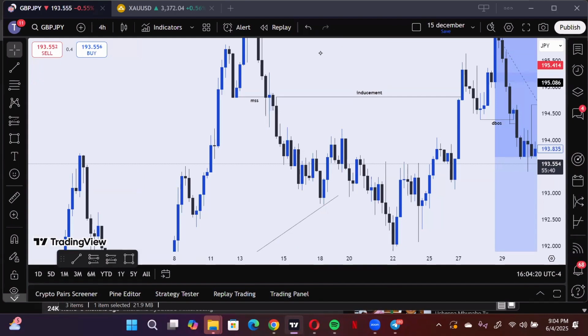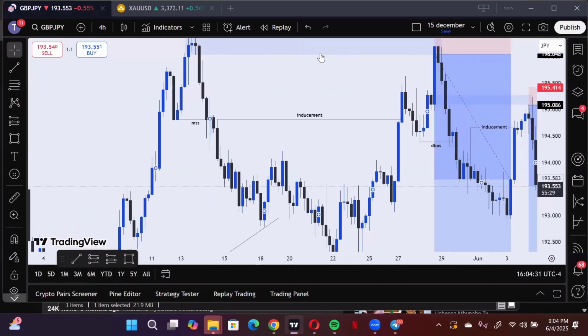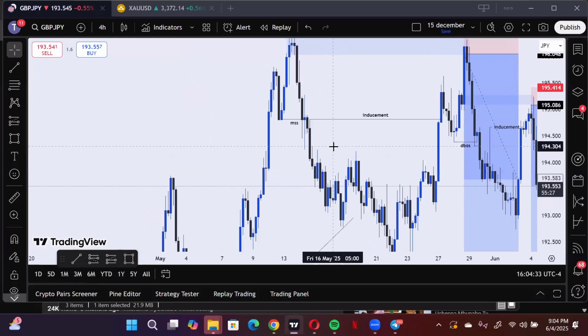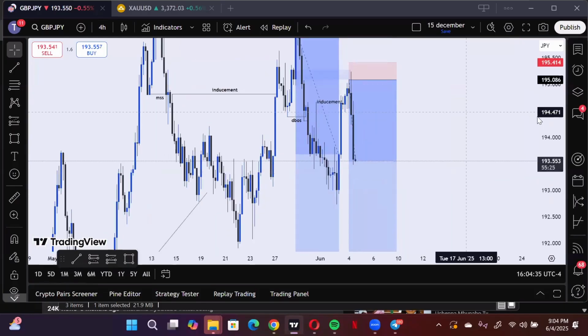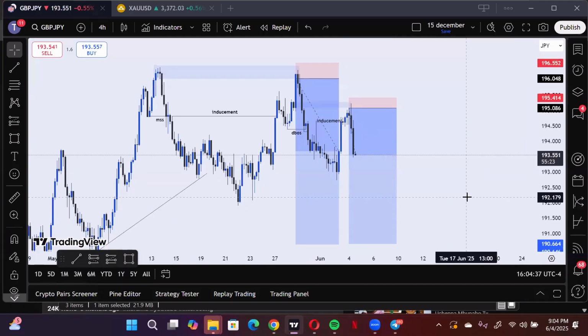Strategy. If you get your market structure part of the strategy, you get your liquidity part of the strategy, then you move on to the point of interest part of the strategy. So far, we have done the structure part and the liquidity part. What is left is the point of interest part of the strategy. Now, there are two different points of interest that I make use of.